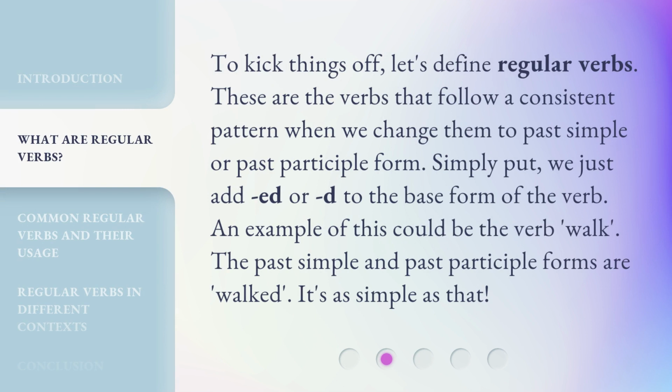To kick things off, let's define regular verbs. These are the verbs that follow a consistent pattern when we change them to past simple or past participle form. Simply put, we just add ed or d to the base form of the verb. An example of this could be the verb walk. The past simple and past participle forms are walked. It's as simple as that.